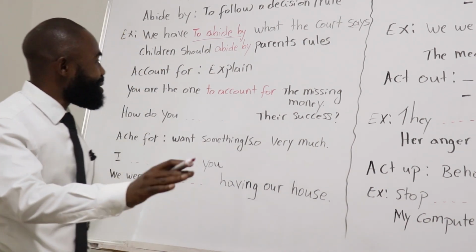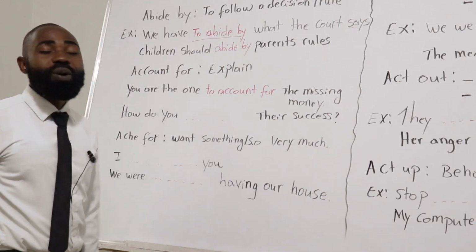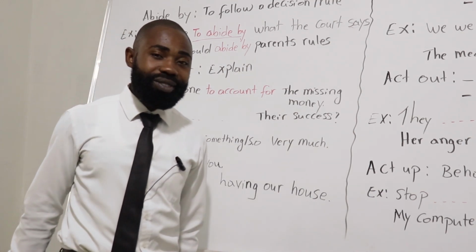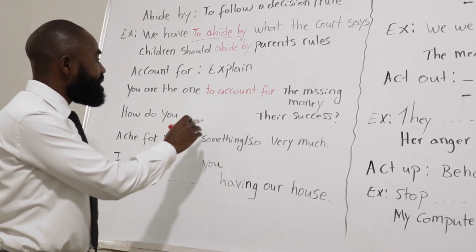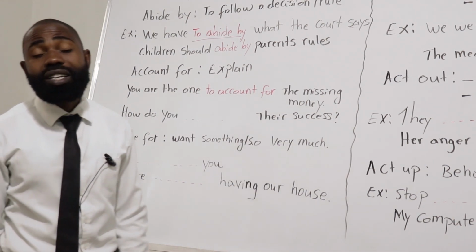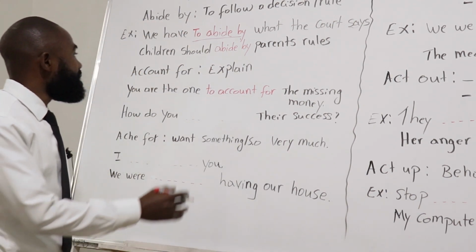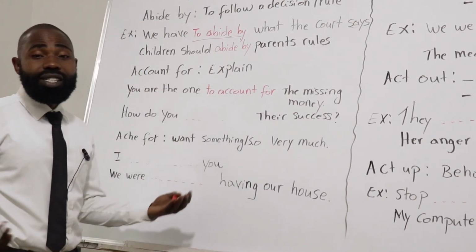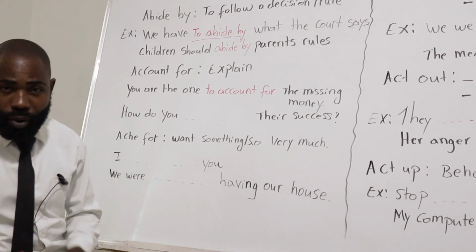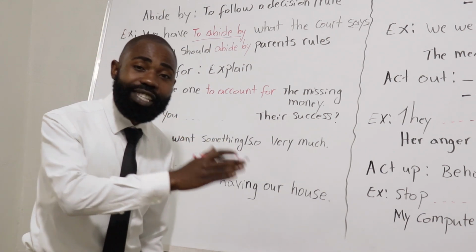Okay? Next, the one we follow with is account for. What is the meaning of account for? Account for means to explain. To explain, which means gusobanura in Kinyarwanda. That is account for. Now let's see the example.